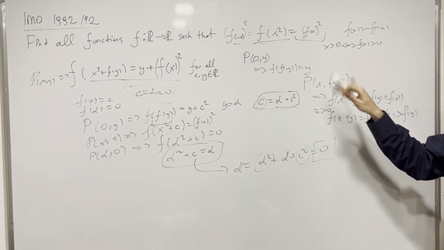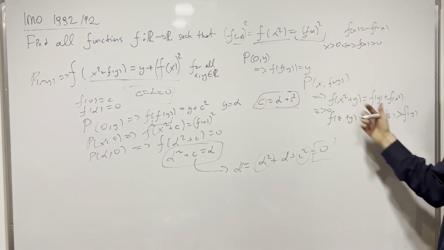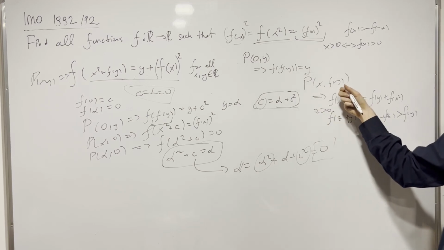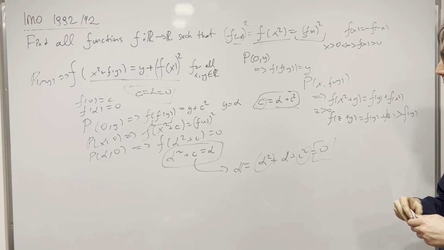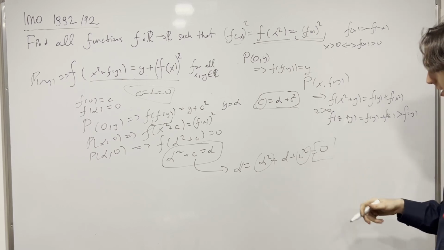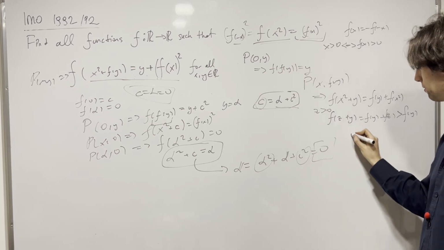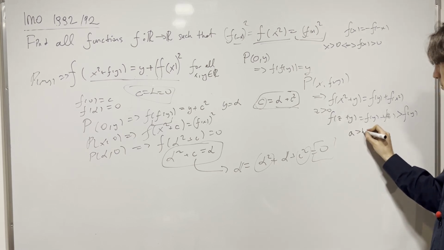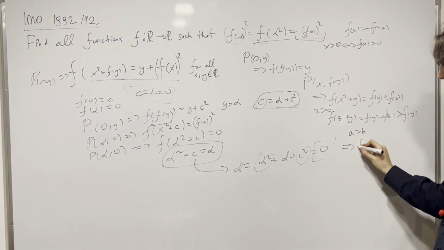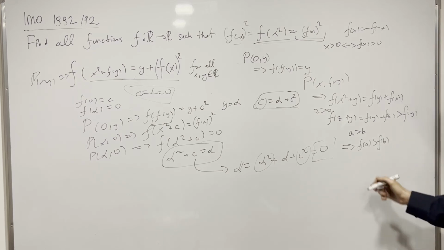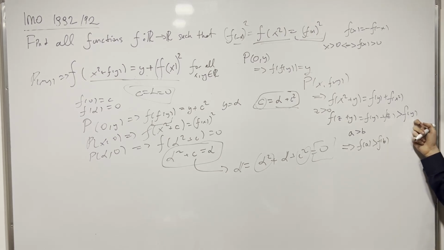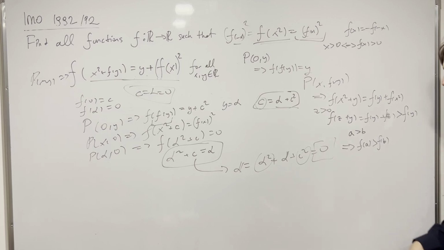And now, how are we going to go about this function? We have a lot more than it just being a Cauchy. I plugged in a very specific thing to get that it's a Cauchy function. So here's what we do. We can say, I have a greater than b implies f of a greater than f of b, because I can just set y equal to b, z equal to a minus b, and I'll get that from here.